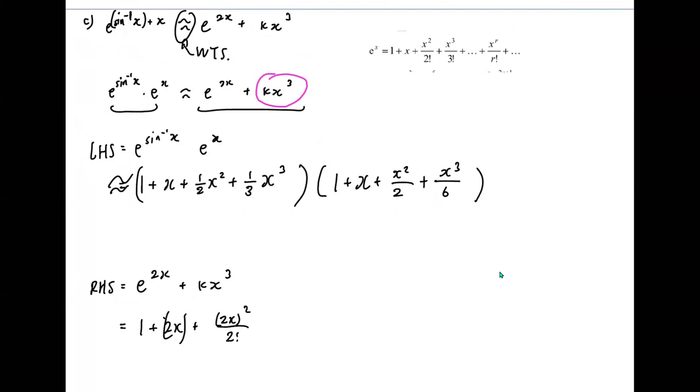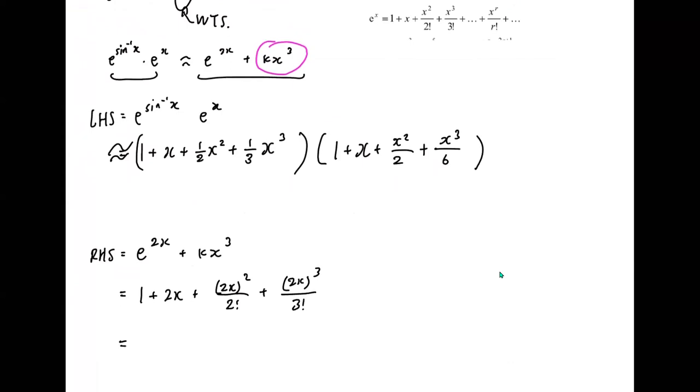This one doesn't need a bracket because you're not going to square anything. And 2x, this one you need a bracket. Power 3 over 3 factorial. Just up to power 3 will be fine. Then 1 plus 2x plus, what's this again? 4 over 2 is 2. 2 cubed is 8, 8 over 6, 4 over 3. Did I calculate correctly? 8 over 6, 4 over 3. Yeah. Okay. Then x power 3. Okay, approximately.